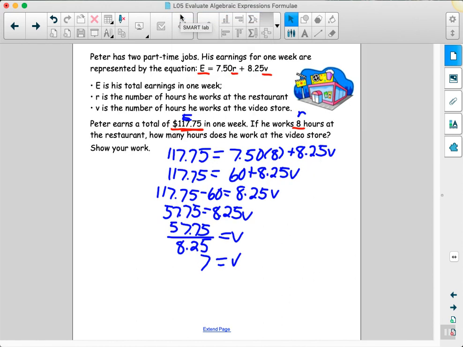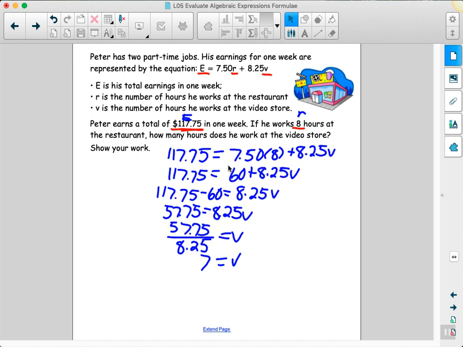All right, we are back now. So the 117.75 is E. The 8 hours is the restaurant, so that's R. So plugging in 117.75 in for E, I'm then going to plug in 8 for R. And that is going to give me 117.75 equals 60 plus 8.25 times V.